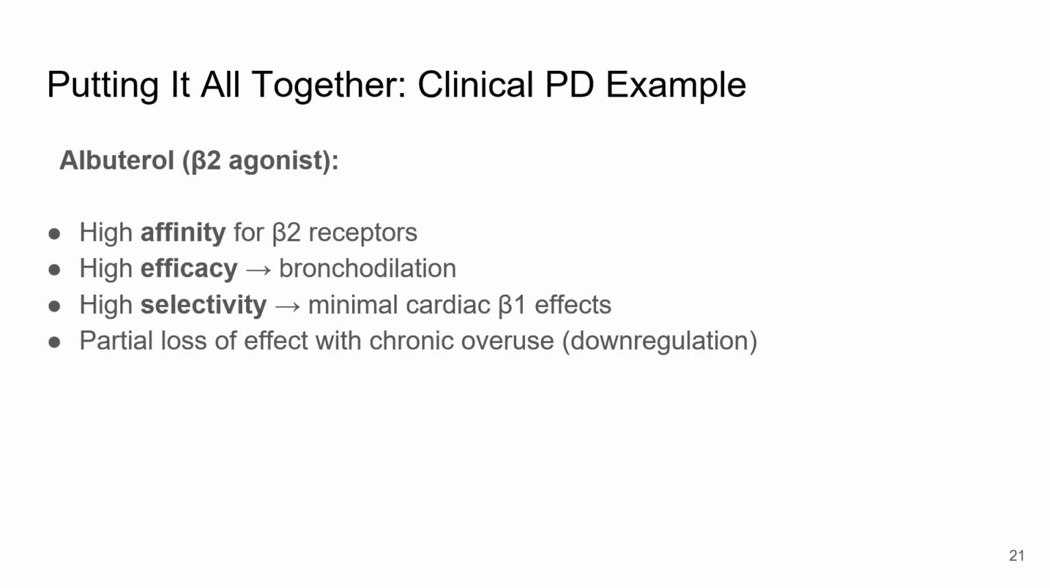However, with chronic or excessive use of albuterol, we can see partial loss of its effects. This occurs because of downregulation. The body will reduce the number of beta-2 receptors in response to repeated stimulation or repeated use of albuterol. So clinically, this is an example of how affinity, efficacy, selectivity, and tolerance all interact to determine both the effectiveness and the limitation of a drug.